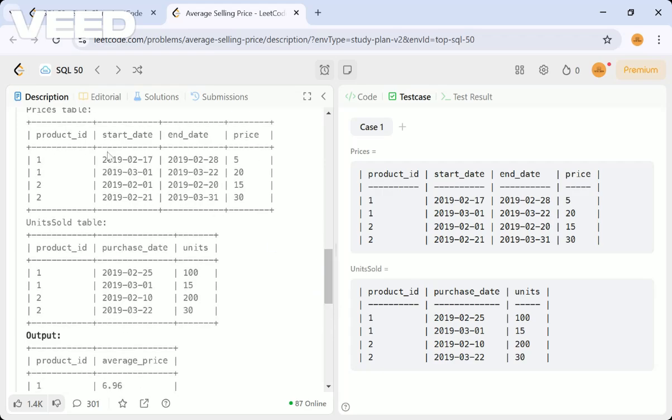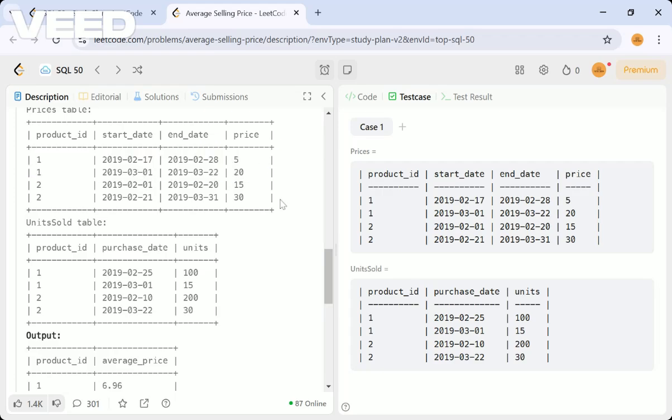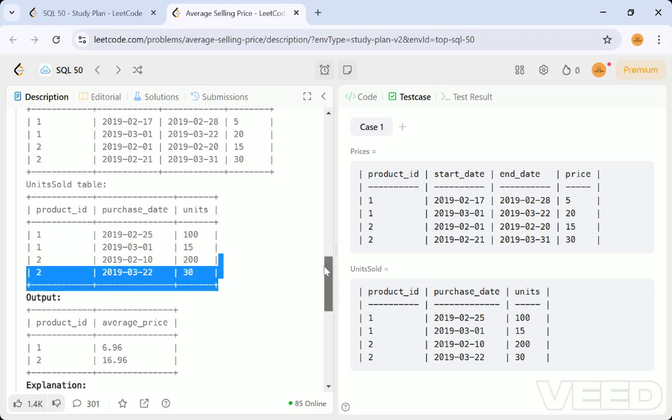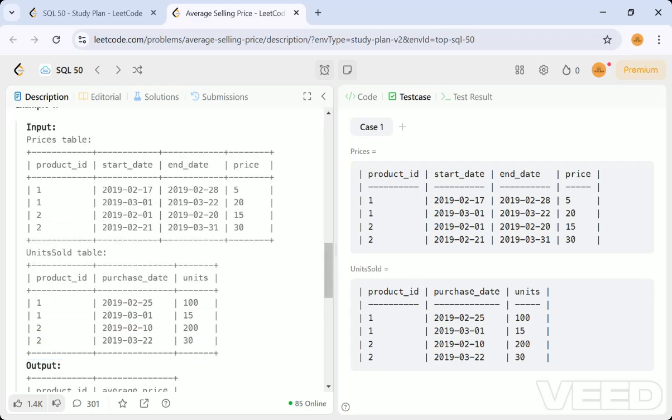Products have one price in this time period, and in the other date range you will have that product with price 5 and 20. Sold units are 100 units at that time and then 15 units. So how can we calculate these things? This is the start time and end time, right? So the purchase date will fall only under the start time and end time.